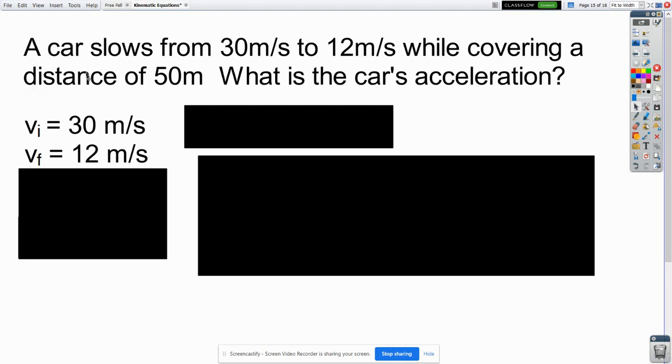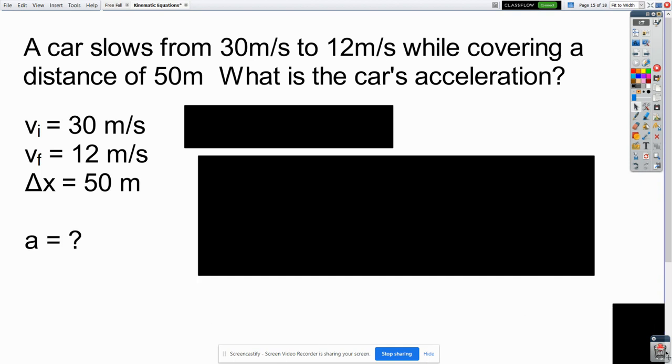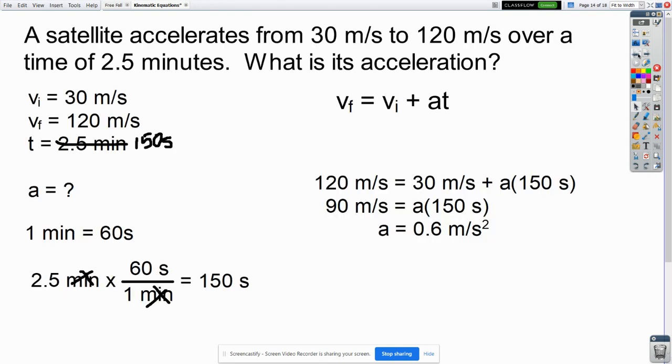Distance, again, don't let that fool you. This is all velocity based. That's your delta x. What's the car's acceleration? We are looking for A. Meters, meters, meters, those all cancel. No unit conversion to do there. VI, VF, delta x, A.